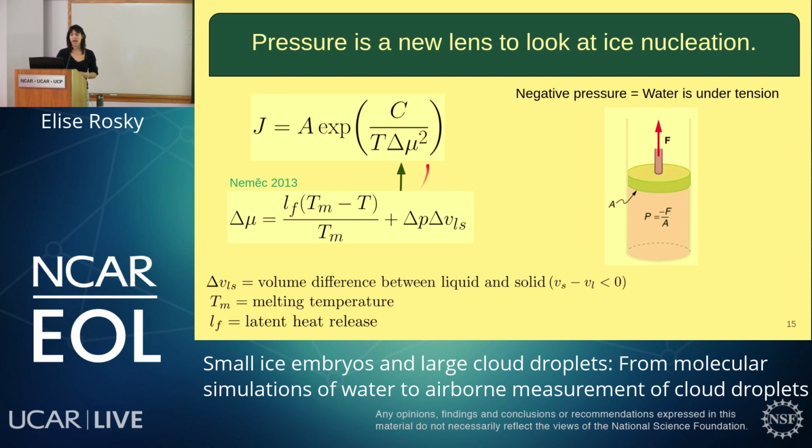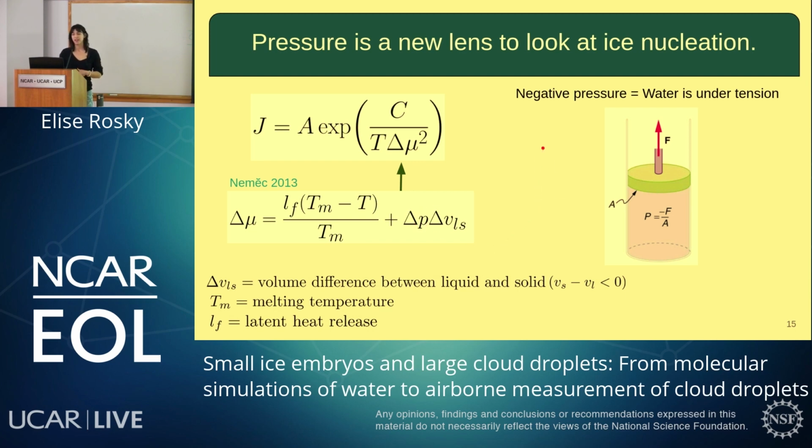So in order to add a pressure dependence to the nucleation rate, we use a pressure-dependent formulation of the chemical potential difference, which was derived by Nemec. The added term is a change in pressure relative to 1 atmosphere, or the reference pressure. And this is the molar volume difference between liquid and ice. Since ice is less dense than water, this delta V_LS term is negative, which means that if we wanted to increase the nucleation rate, we actually would need a negative pressure.